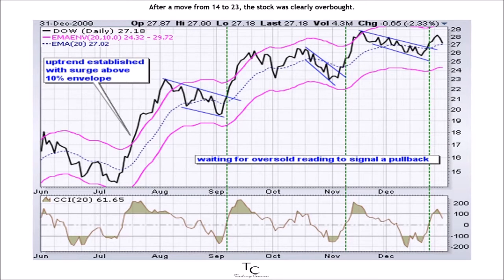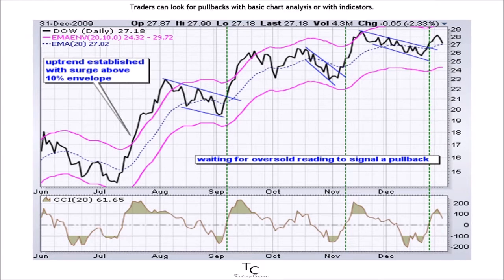After a move from 14 to 23, the stock was clearly overbought. However, this move established a strong precedent that marked the beginning of an extended trend. With Dow becoming overbought soon after establishing its uptrend, it was time to wait for a playable pullback.